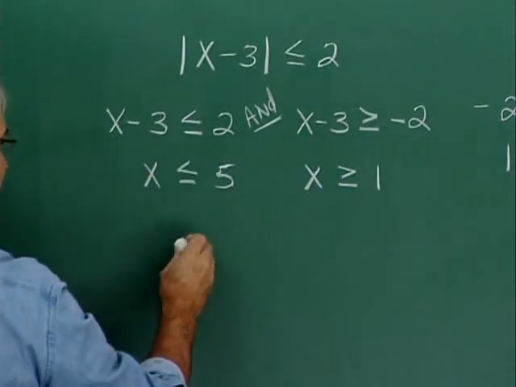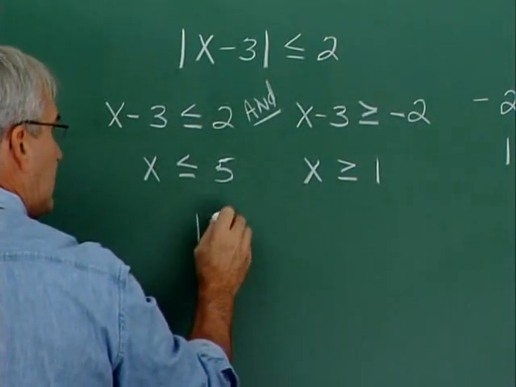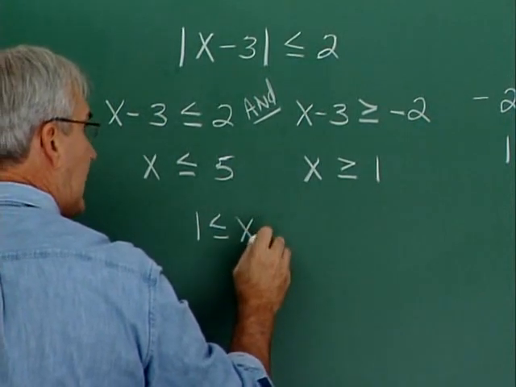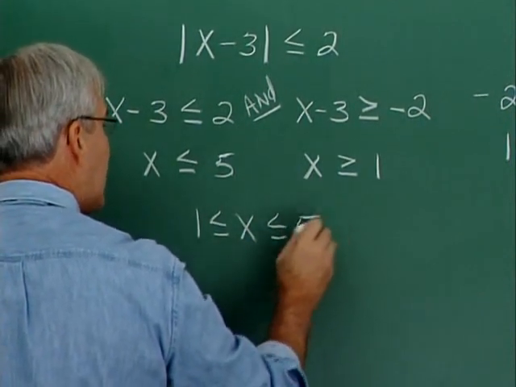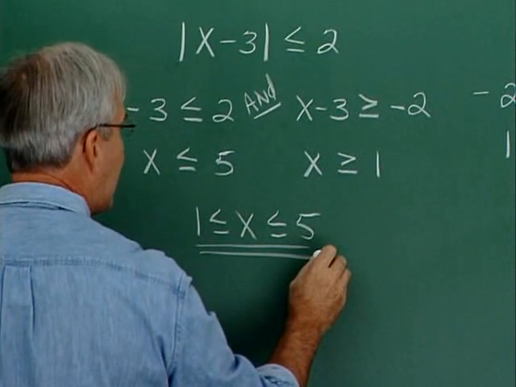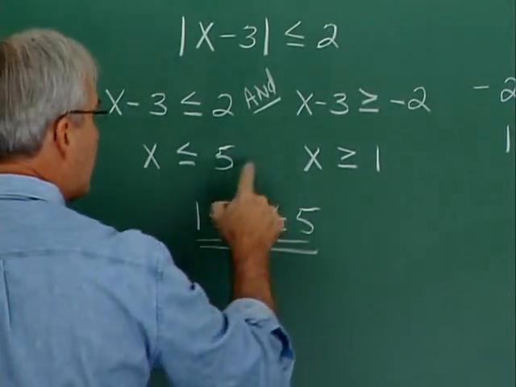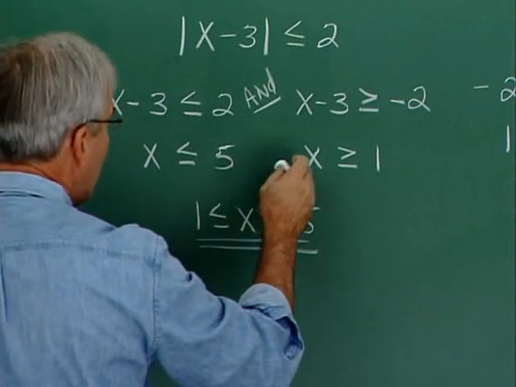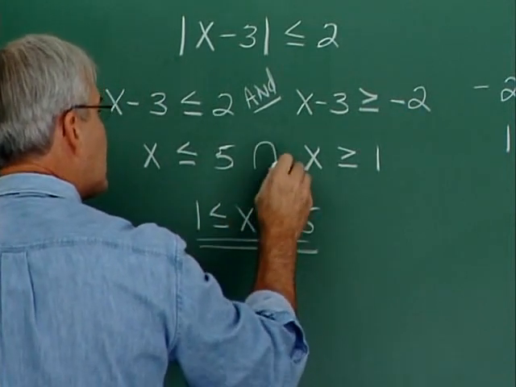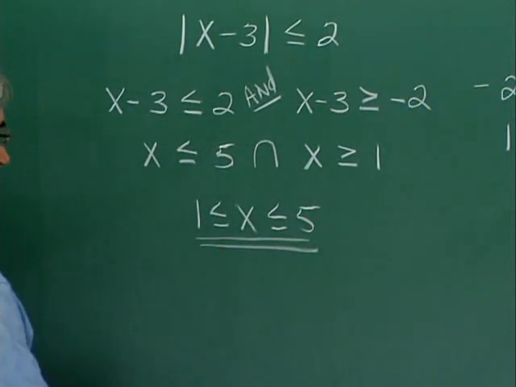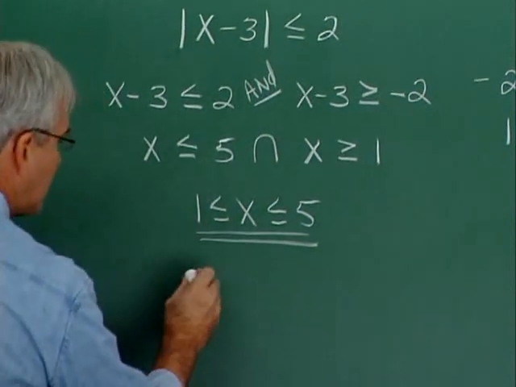Now, the inequality that we had over there was the inequality 1 is less than or equal to x, and x is less than or equal to 5. And this means the same thing as these two inequalities separately if we put the word and in here, or we could say that it's the intersection of these two sets. Now, let's talk about why intersection works out so well.